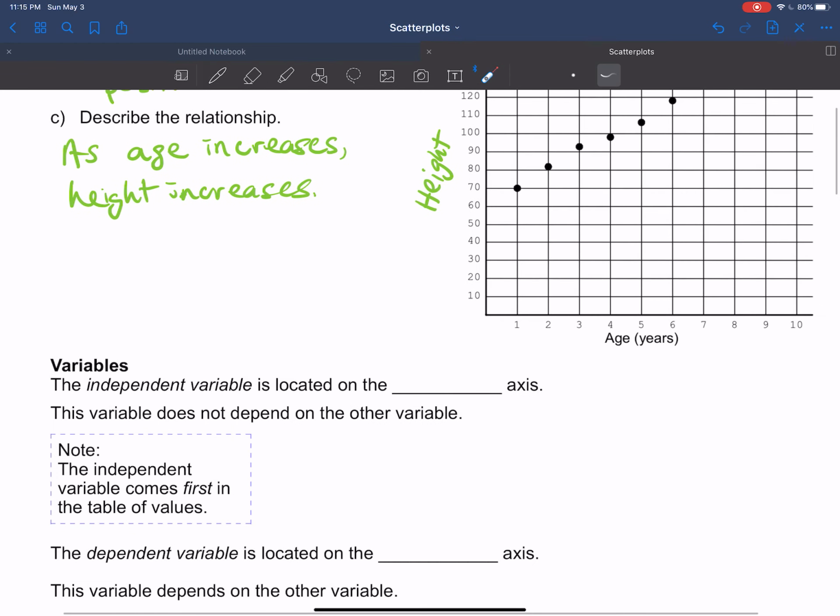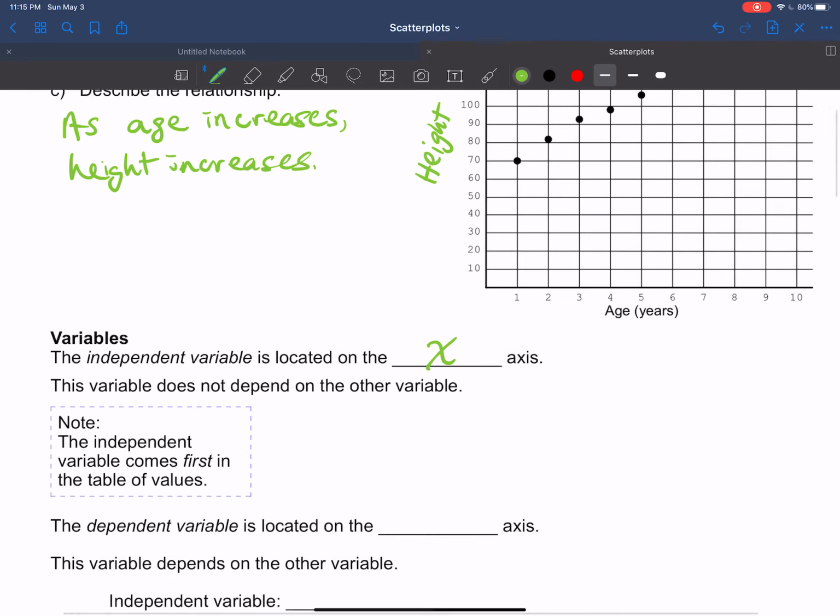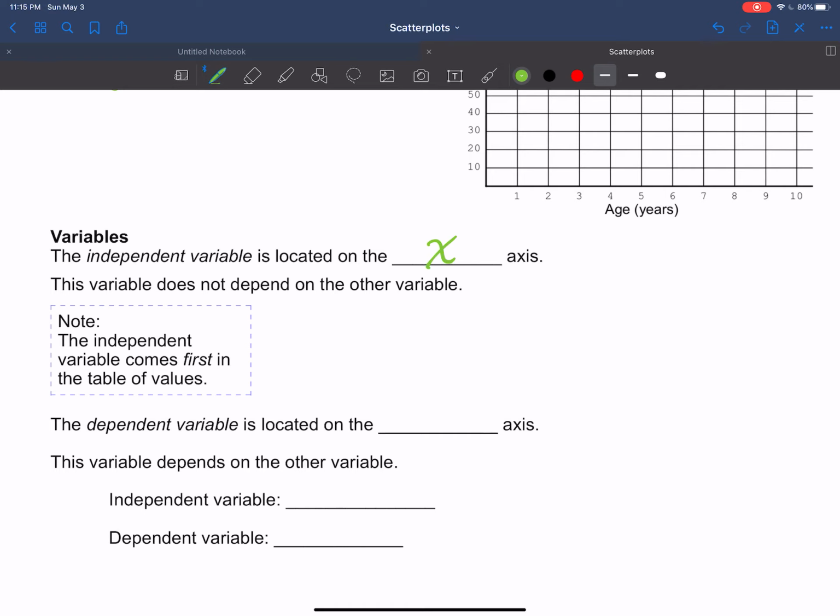So the independent variable is located on the x-axis, and it does not depend on the other variable. The age doesn't depend on how tall somebody is. It's the height that depends on the age. So the dependent variable is located on the y-axis. In this case, independent would be age, and dependent is height.